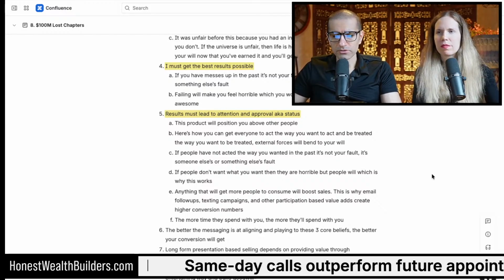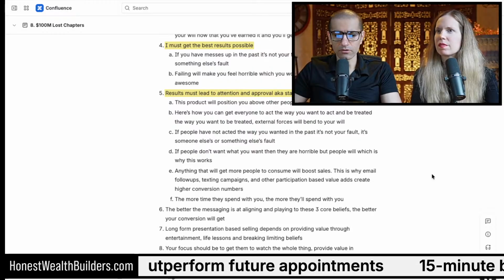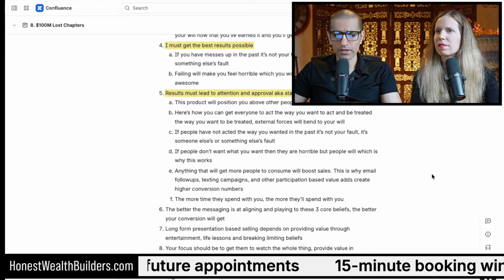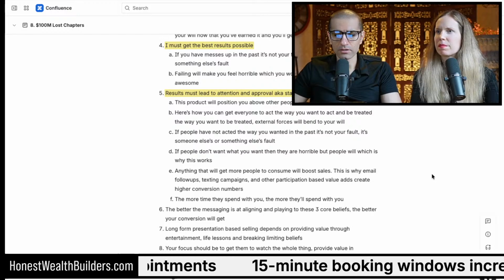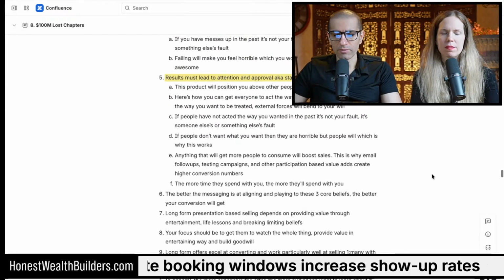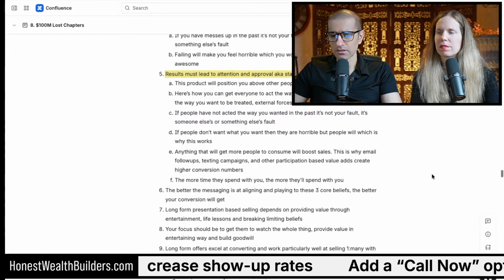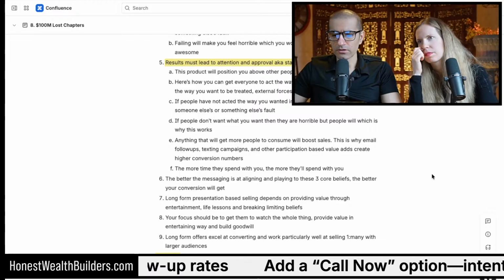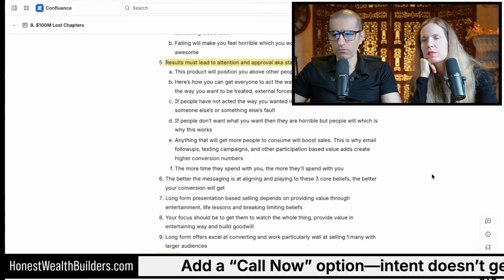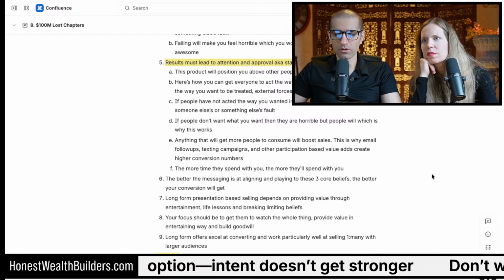The product will position you above other people. Results must lead to attention and approval. The product will position you above other people. Here's how you can get everyone to act the way you want and be treated the way you want to be treated. If people have not acted the way you want in the past, it's not your fault, it's someone else's. If people don't want what you want, then they're horrible. But people will, which is why this works.